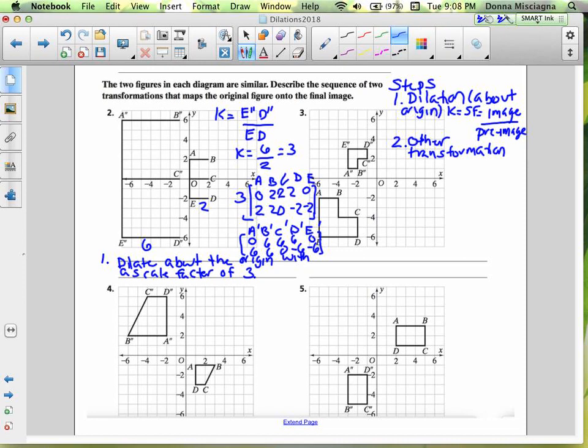All right, so we're going to graph our first image. All right, and so that's going to be at 0, 6. So right there. And 6, 6. So over right here in the middle of my writing.